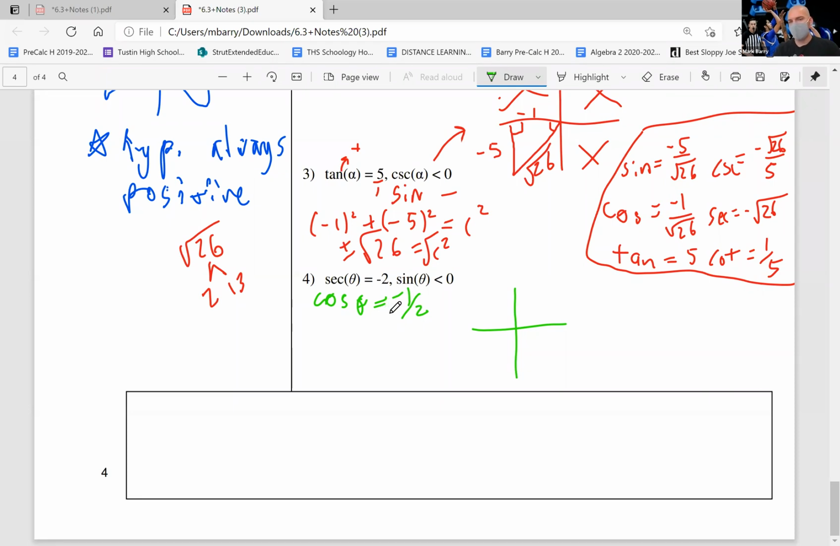So they're saying cosine is negative, correct? So cosine negative means I cross off this quadrant and this quadrant. Now they say sine is also negative, which means I would cross off the second quadrant. So my triangle would be in the third quadrant, with my angle being right next to the origin. Okay, so I know the cosine is -1/2, so I have my adjacent is -1, my hypotenuse is 2.